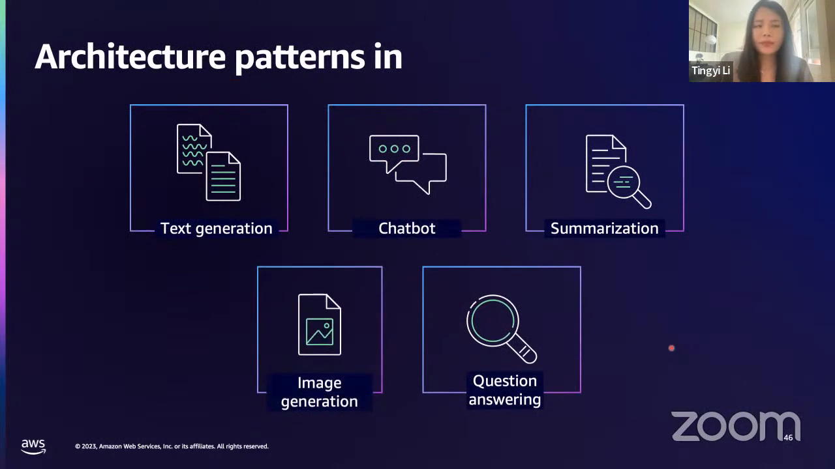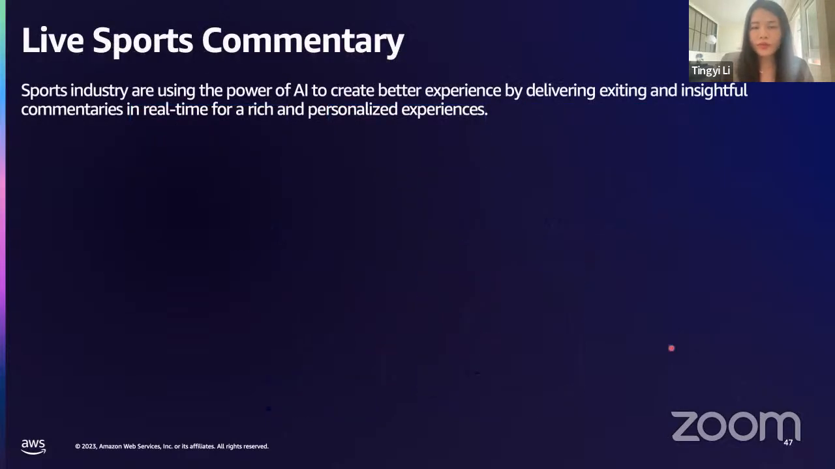We can see some similar patterns from what we covered before. For text generation or chatbots, you normally need RAG, and for summarization as well. For images, maybe you need to focus on the front end and use different models. So let's take the first example, live sports commentary. Live sports experiences are really important, and they're challenging because they're live streaming, so you cannot go wrong because it's live.